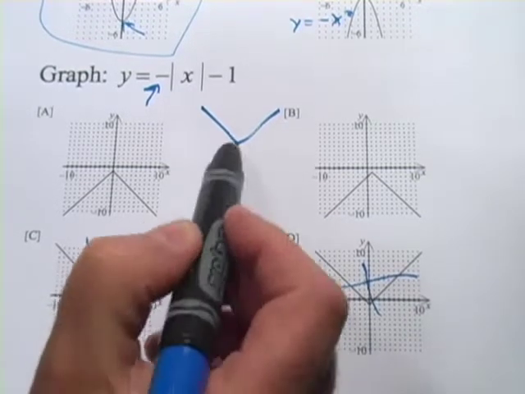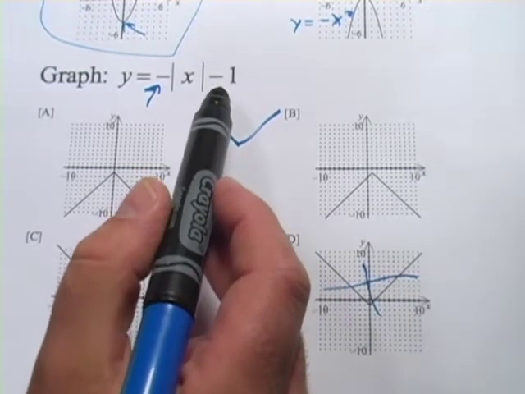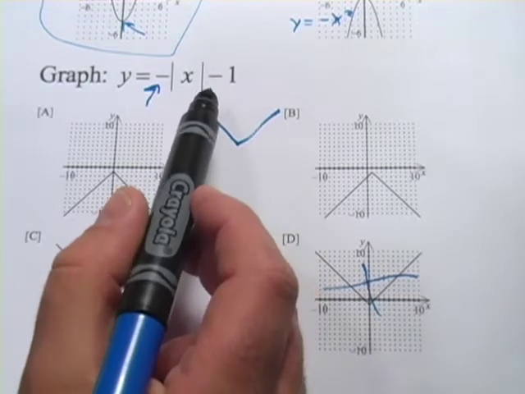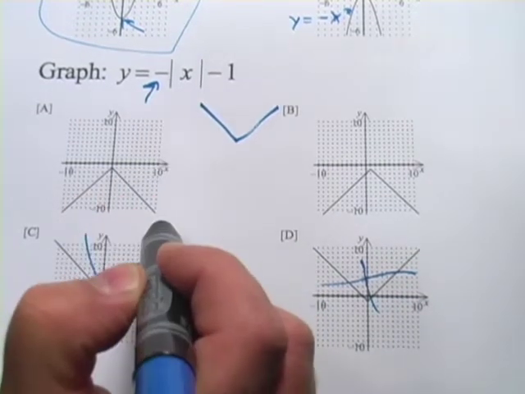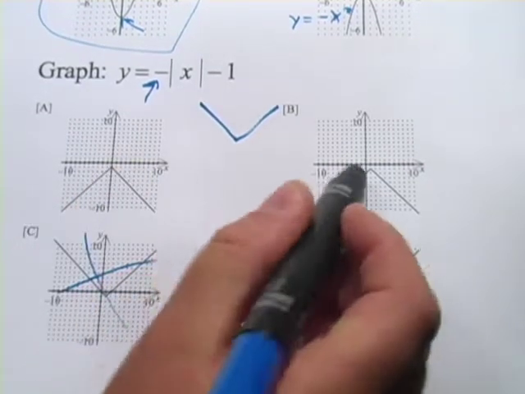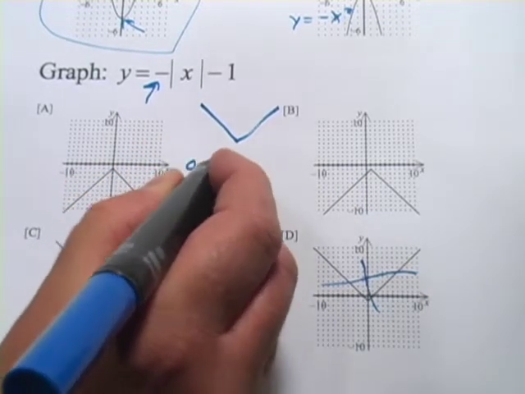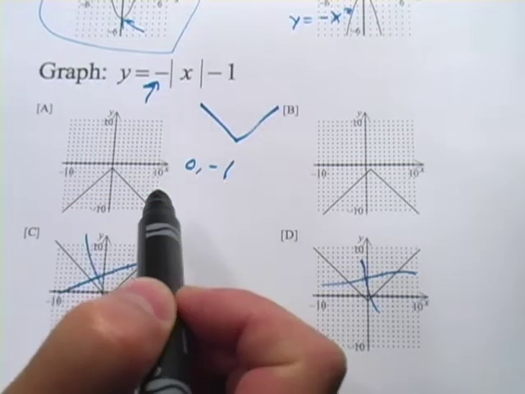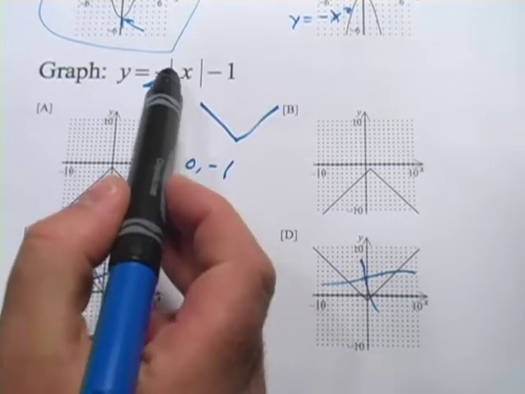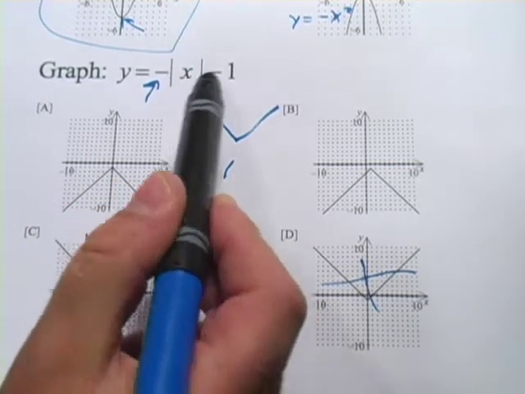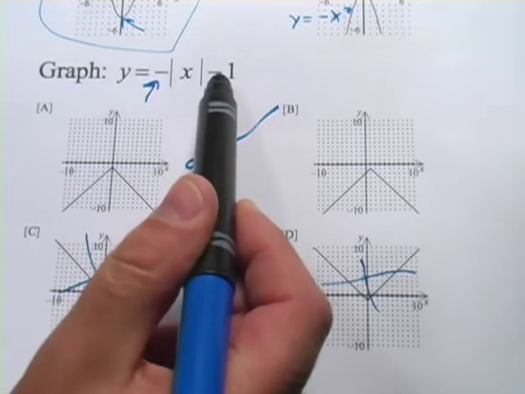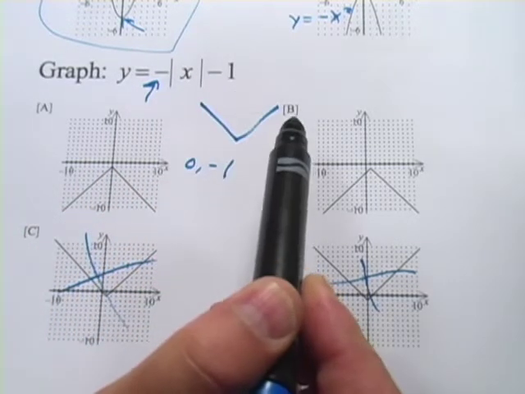And then the question is, what happens with this minus 1? And you might suspect that what happens is just what happened with the quadratic. It just moves it down 1. We can test that. We've got a point here that looks like the point 0, comma, negative 1. So if I put in a 0 for x, do I get negative 1? Well, absolute value of 0 is 0. Y would then equal negative 0 minus 1. Y would equal negative 1.